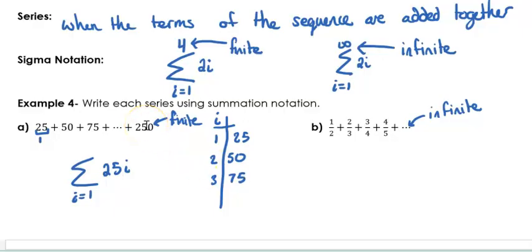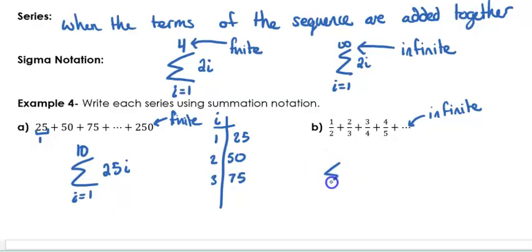So what term is 250? 25 times what is 250? It's 10, it's the 10th term. So this says I'm adding, sigma means sum, I'm adding up terms 1 through 10 in this pattern 25i. Okay, so let's look at this one.